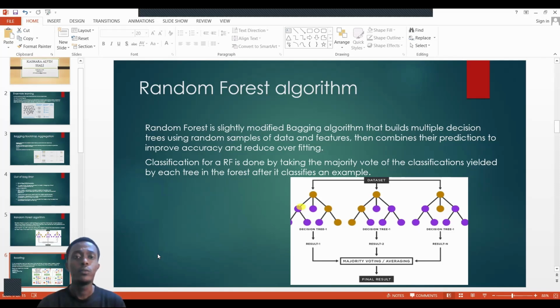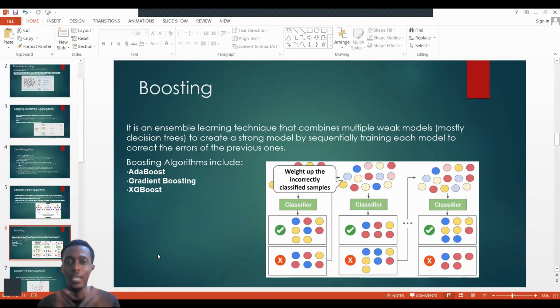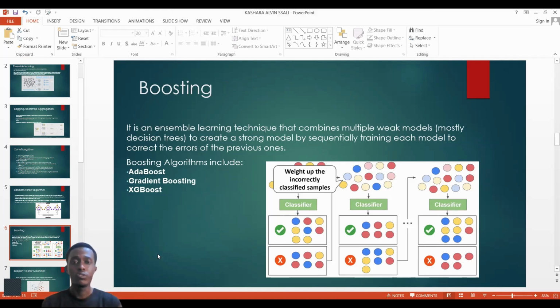Then moving on to boosting. Unlike bagging, which is parallel training of models, boosting is sequential training that combines multiple weak models. We usually use trees. The main idea in boosting is that we come up with a sample and then we feed it into models sequentially. But the main thing we are targeting is the data misclassified by the previous model, and this is sent into the next model.